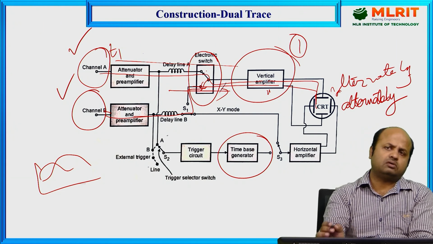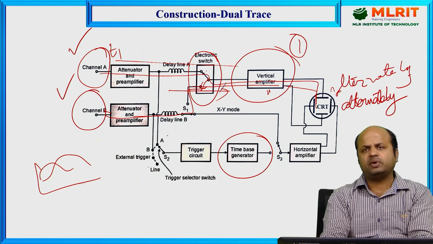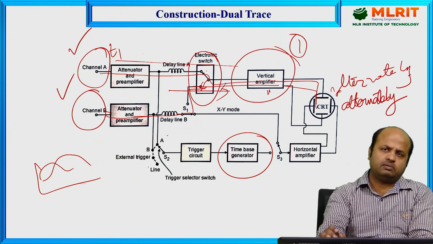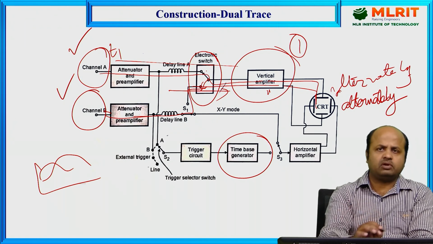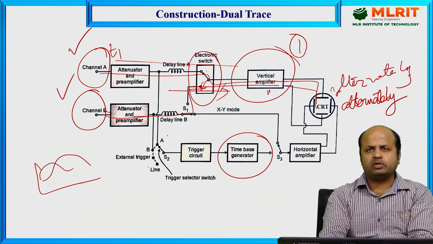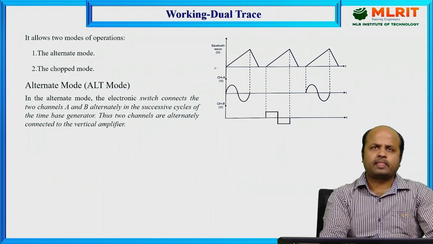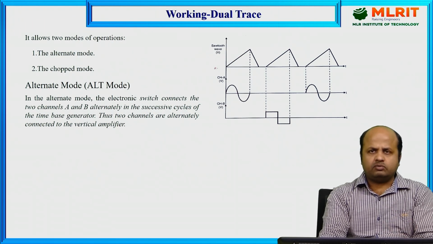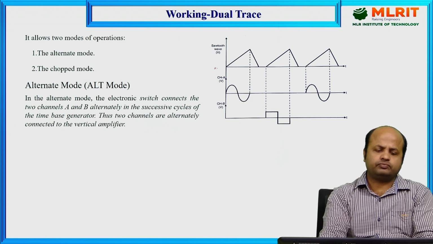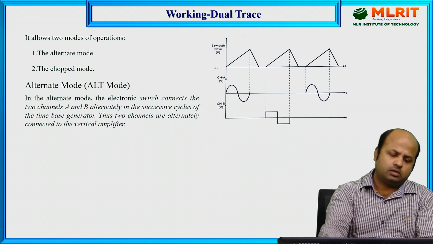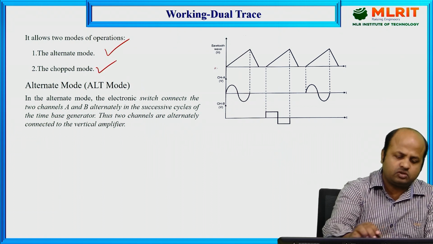So this is the quite common difference between dual beam and dual trace. Dual trace will give the waveforms alternately, while dual beam will give both waveforms at the same time. Already I told, dual trace will work in two modes, alternate mode and chopped mode.